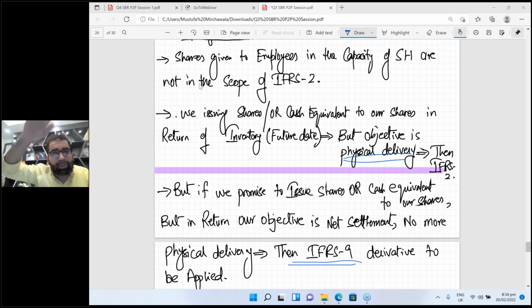And then this contract is a derivative, in which the price changes with something else. So if the sugar price goes up and down, the price of this contract will also go up and down. And my objective is net cash settlement. I'm going to settle this contract soon. So here the standard says this is a pure derivative, and now you can't apply IFRS 2. Now this is in the scope of IFRS 9.